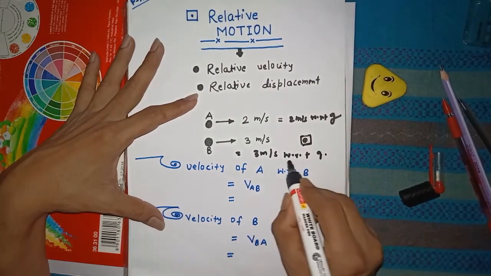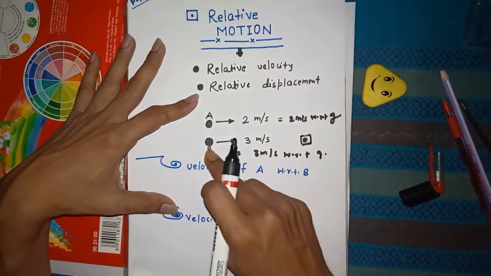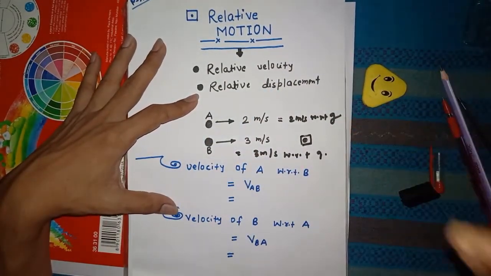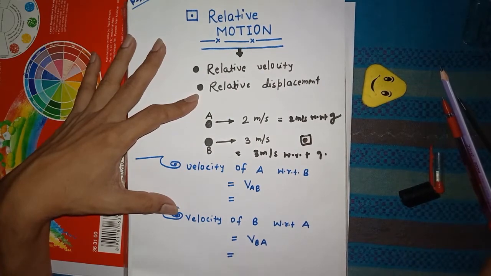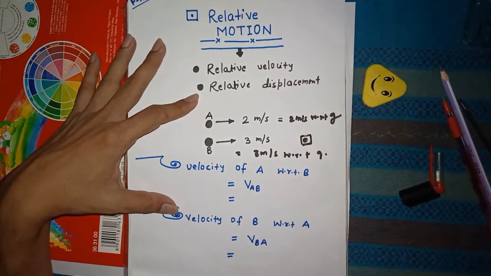But what happens when your reference frame is changed, when the reference frame of A is B and the reference frame of B is A, not the ground? It means your friend is watching you only and forgetting about the surroundings, and you are watching your friend only. In this case, you must feel that your friend has lesser velocity, and your friend must see that you also have lesser velocity.